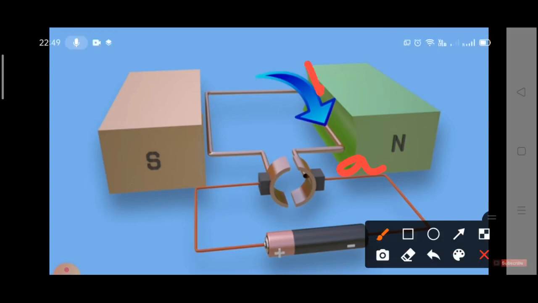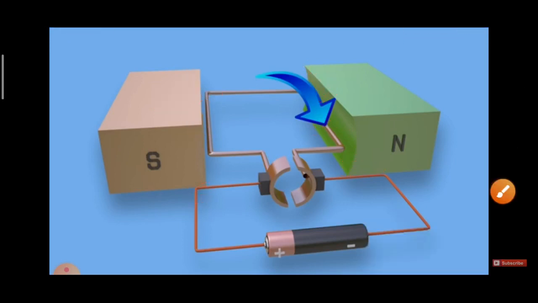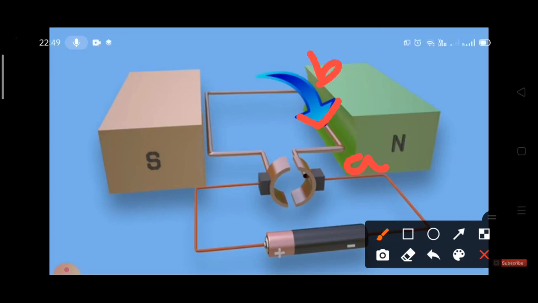So initially you can understand this was A, B, C, D, but now AB is here and CD is there. The direction of current in AB was from A to B, C to D. So this should be the direction, the original direction. But now the split ring commutator has changed the direction. So the direction of current in AB is now downwards, and CD is like this.